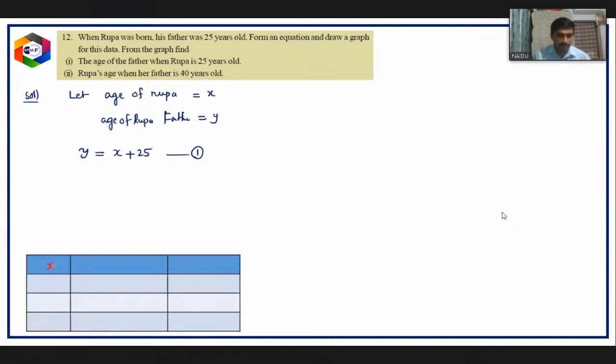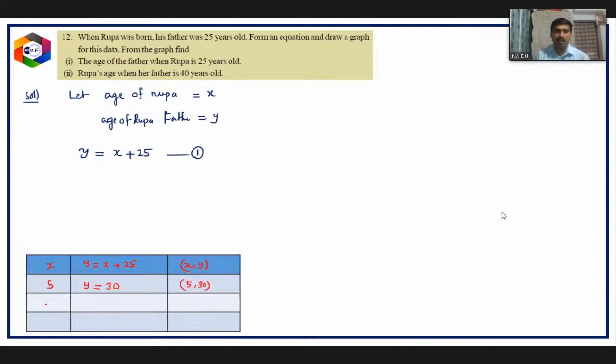This is x, and this is y equals x plus 25, and this is (x, y). Here, taking 1, 2, 3 years is difficult. Since it is a multiple of 5, I am also going to take multiples of 5. So x equals 5. Then y will be how much? 5 plus 25, which is 30. So the point is (5, 30).